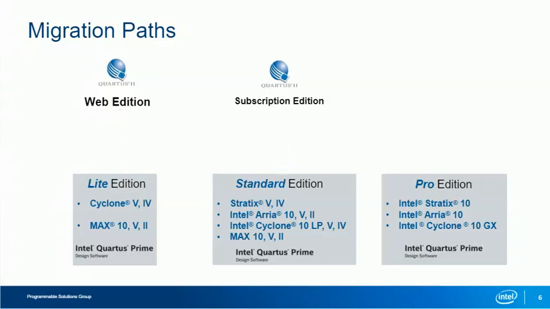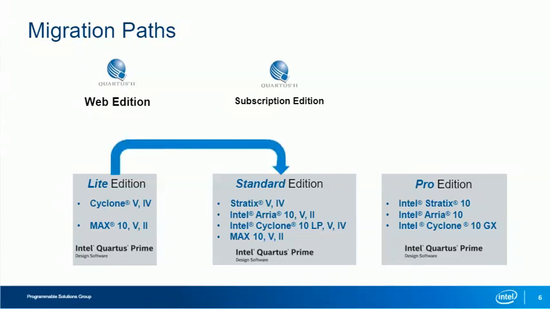Migrating from the Lite Edition to the Standard Edition is identical to migrating from the Quartus II Web Edition to the Subscription Edition. Enable your license in the software and install any required additional device packages if you are moving to a device not supported in the Lite Edition.